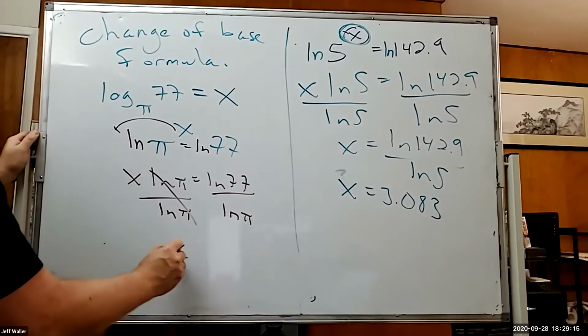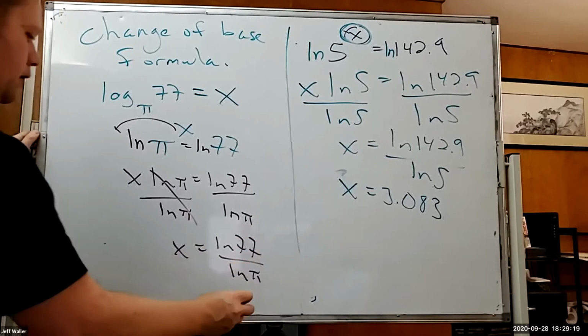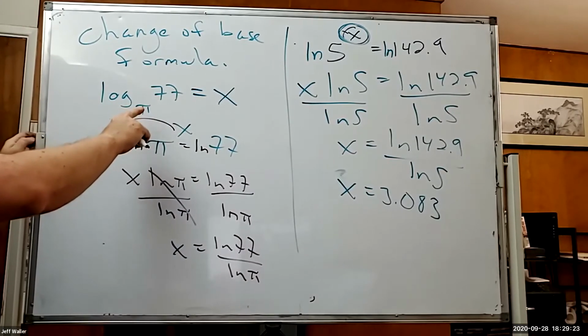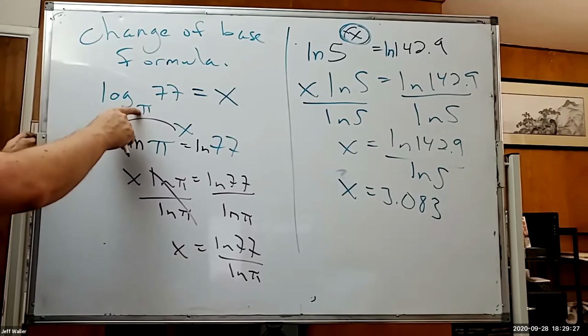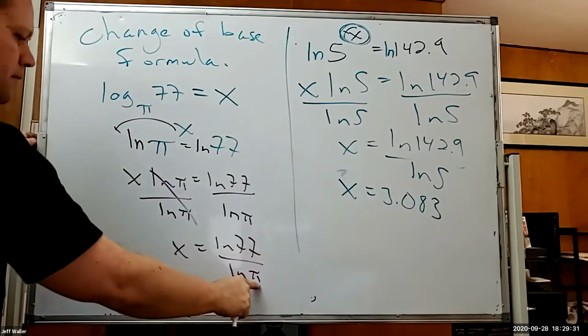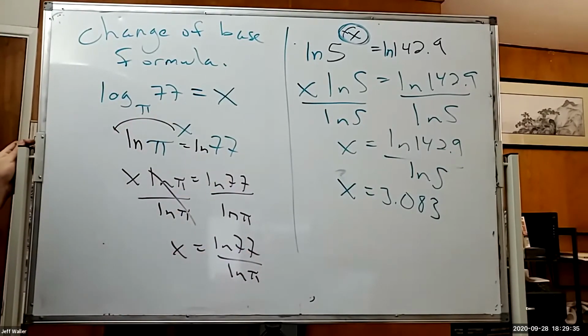So here's what's so cool. Do you guys see the connection between where these numbers were? Pi is on the bottom. Where was pi in the original problem? On the base. So the base goes on the bottom, and that goes on the top. That's how I can rewrite it.